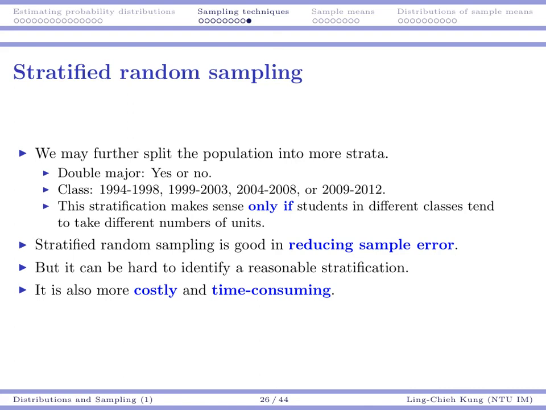Okay, so stratified random sampling to some degree can be good in reducing sample error, but it may also be hard to do a reasonable stratification. So there is no rule to say whether this is good or that is bad. It depends on our judgment. And of course, it's more costly and time consuming. So if you do not have a good reason to do stratification, then our suggestion is don't do that.